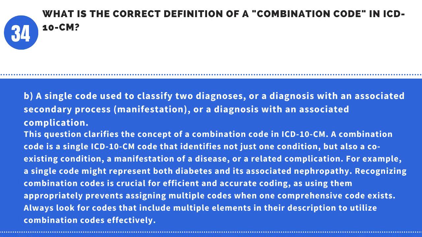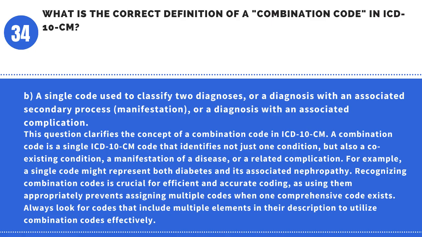Answer B. A single code used to classify two diagnoses, or a diagnosis with an associated secondary process, manifestation, or a diagnosis with an associated complication. This question clarifies the concept of a combination code in ICD-10-CM. A combination code is a single ICD-10-CM code that identifies not just one condition, but also a coexisting condition, a manifestation of a disease, or a related complication. For example, a single code might represent both diabetes and its associated nephropathy.